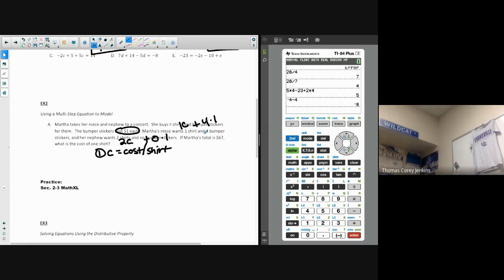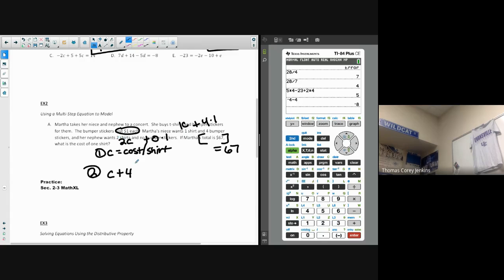And then Martha's total is $67. That's what we're going to set our expression equal to make it an equation. So step 2, let's see what we end up with here when we write all this out. So we're going to add the niece plus the nephew and set that equal to 67. All right, so the niece is 1C. I'm just going to write C there, plus 4 times 1. What's 4 times 1? 4.